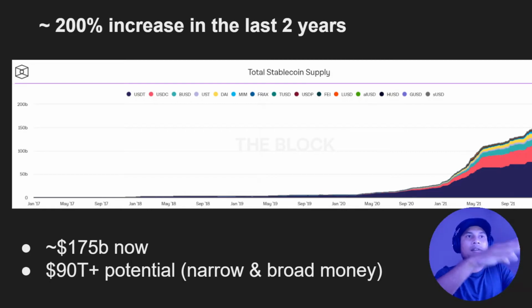The potential of the stablecoin market is to go after narrow and broad money. What do I mean by narrow and broad money? Narrow and broad money is basically what the Fed calls M1, M2, M3, and those sorts.